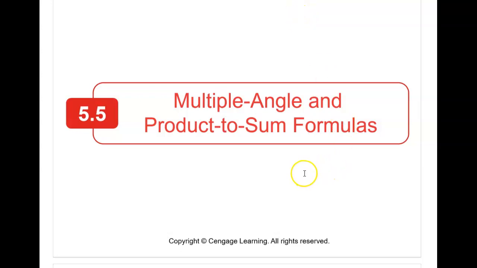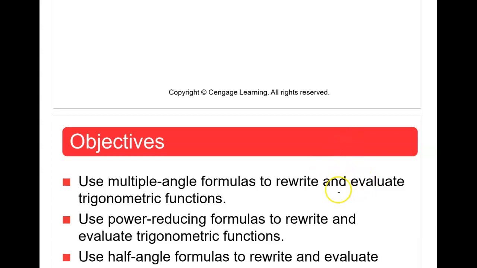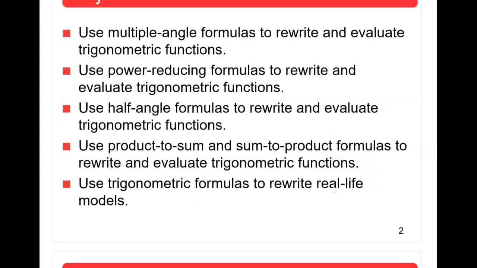This video will cover section 5.5, multiple angle and product to sum formulas. This is the last section of chapter 5. The objectives will be to use the multiple angle formulas to rewrite and evaluate trigonometric functions, use power reducing formulas to rewrite and evaluate trigonometric functions, use half-angle formulas to rewrite and evaluate trigonometric functions, and use product to sum, sum to product formulas also to rewrite and evaluate, and use trigonometric formulas to rewrite real-life models.